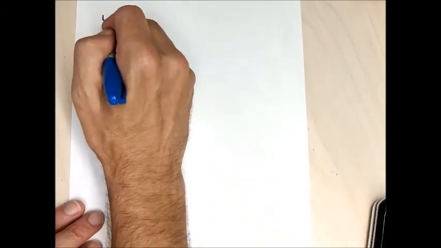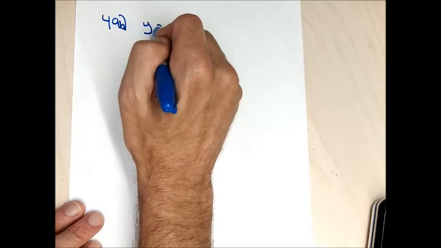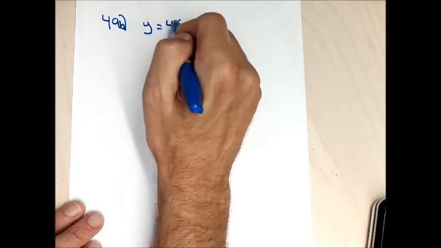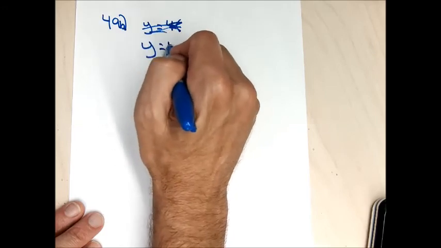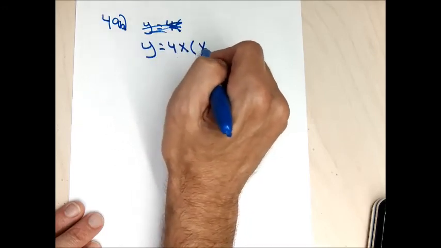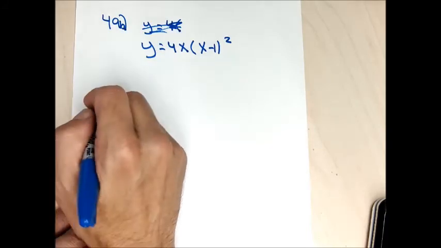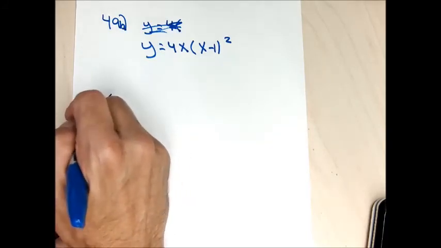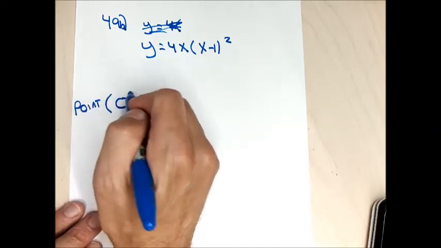So the original function is y equals 4x times x minus 1 squared. I'm going to find an equation of two tangent lines. One where the x coordinate of the point is 0.